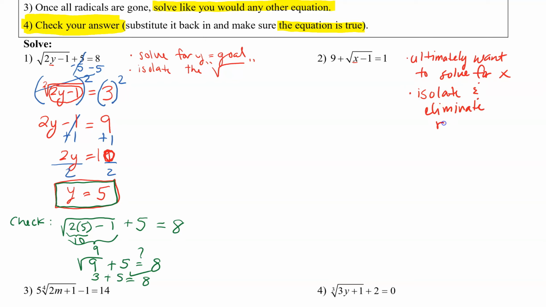But it's important that you isolate it first so that you can just do the inverse operation to just the radical instead of two things on the same side. So I'm going to subtract 9 from both sides. And that leaves me with the square root of x minus 1 on the left, and then 1 minus 9 is negative 8 on the right.